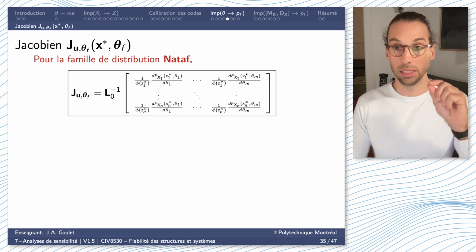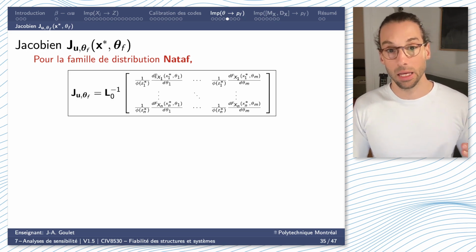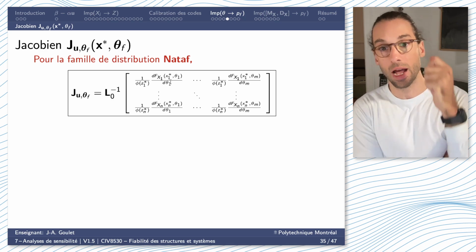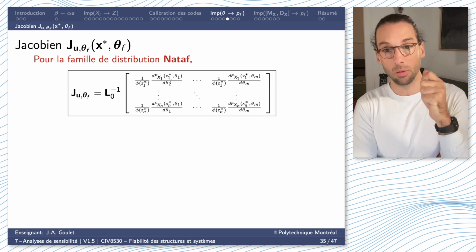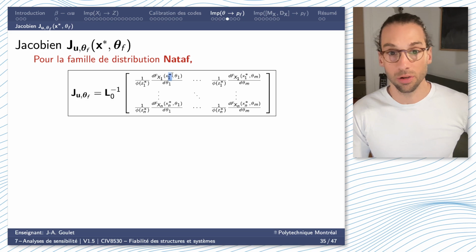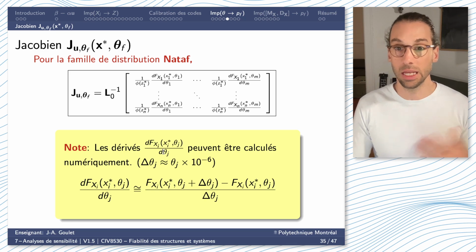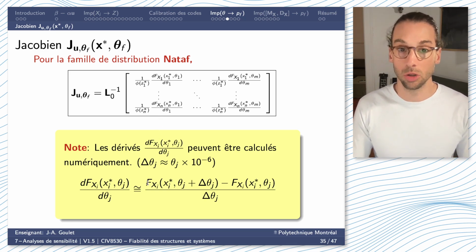So the Z values evaluated at the design point times the derivative of the CDF of the current variable I'm looking at, divided by the derivative of the CDF with respect to the parameter I'm looking for. And for all other variables, they're evaluated at their design points. And here, all those derivatives can be easily evaluated using numerical differentiation.